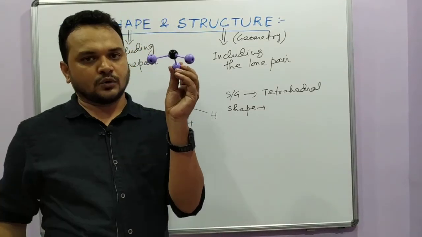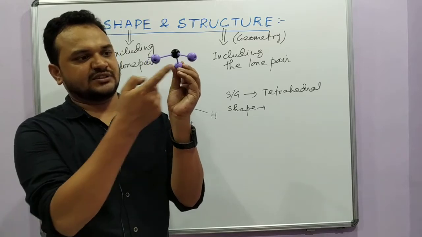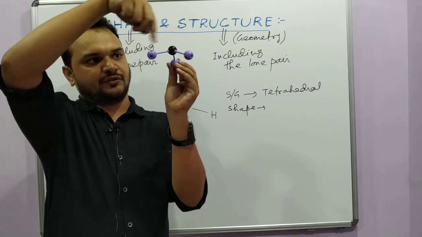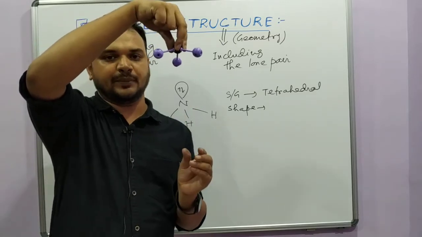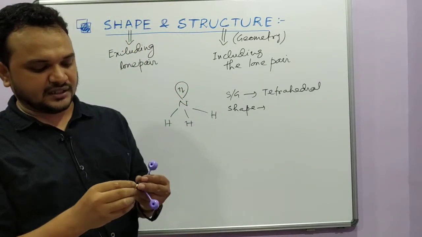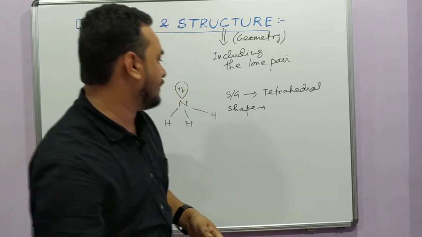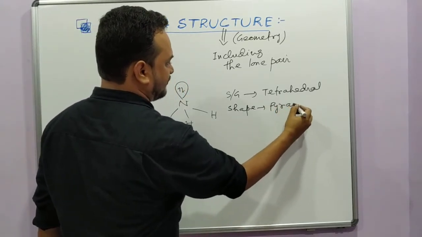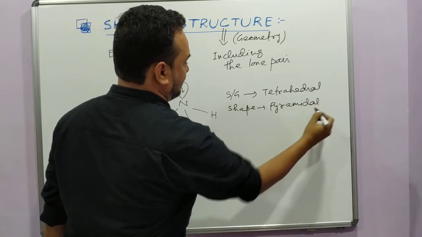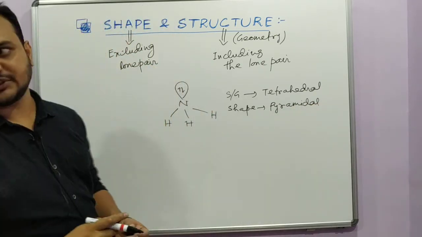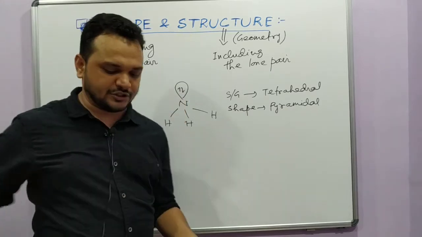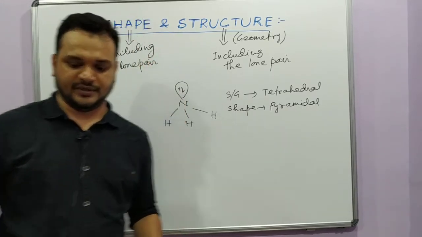So now it looks like a pyramid, right? These 3, if you connect, form a trigonal plane, and above you have the ammonia. So if you join it, it will give you a pyramid. So when you are asked the shape of the ammonia molecule, it is pyramidal. Be very careful. Students often get confused between shape and structure. Shape means excluding the lone pair. Structure or geometry means including the lone pair.